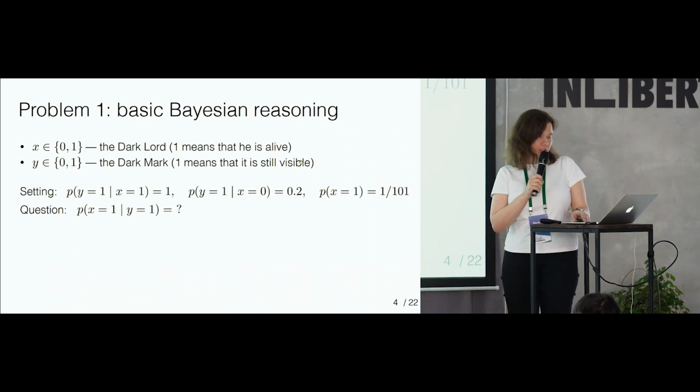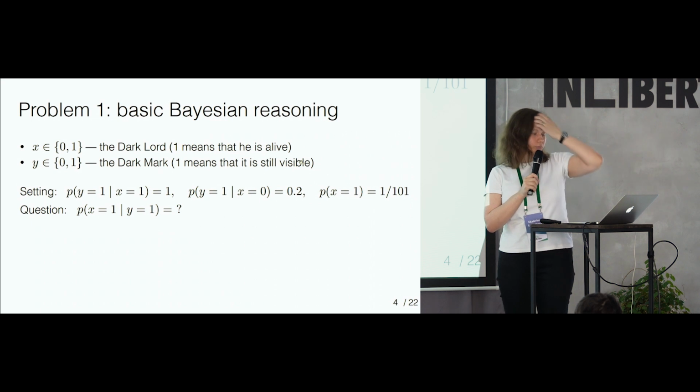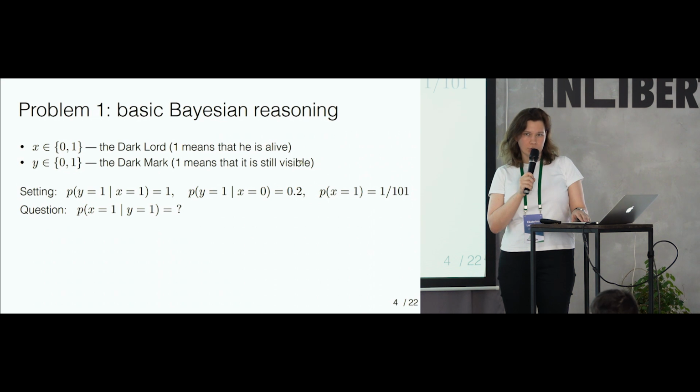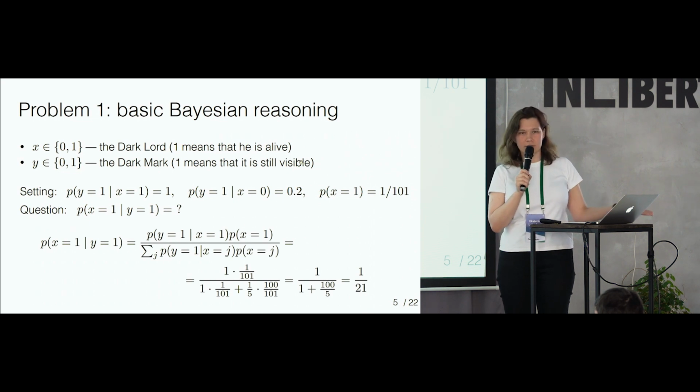So we have conditional distributions of y given x, and we have our prior on x. And we want to compute the probability of x equal to 1 given y equal to 1. Okay? What should we use here? Bayes rule. So we just use Bayes rule, and that's the answer. Do you have any questions, or is it clear and we should continue?